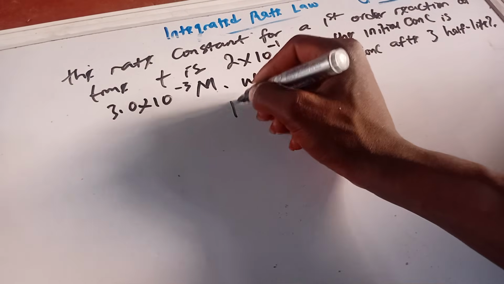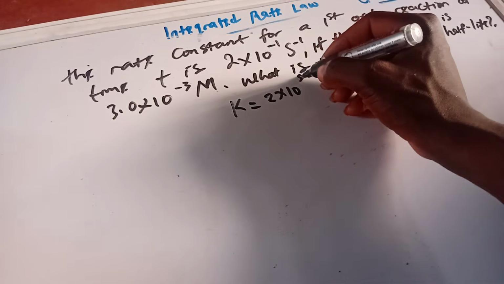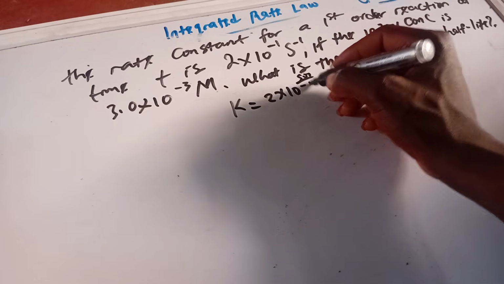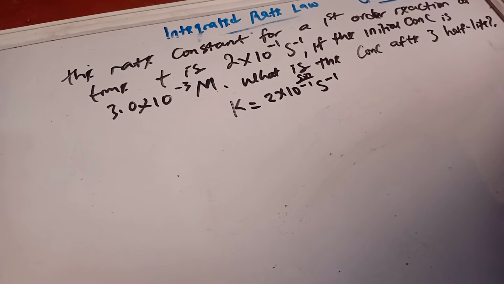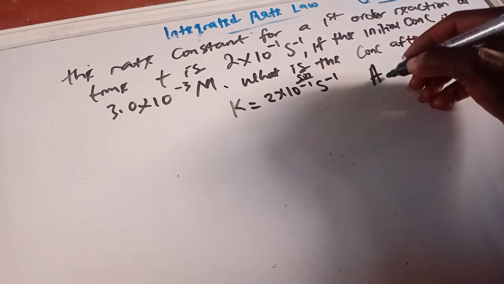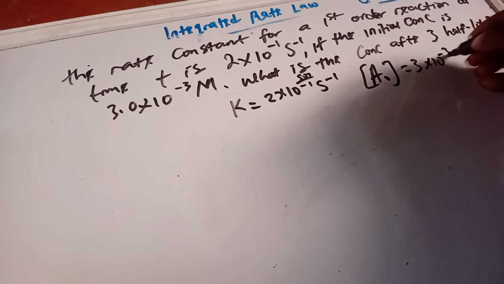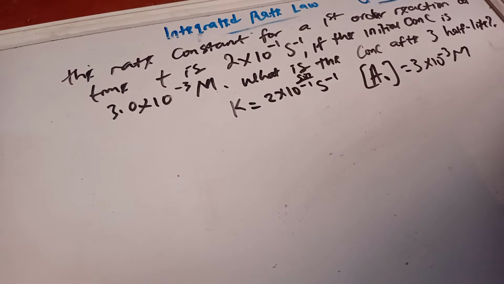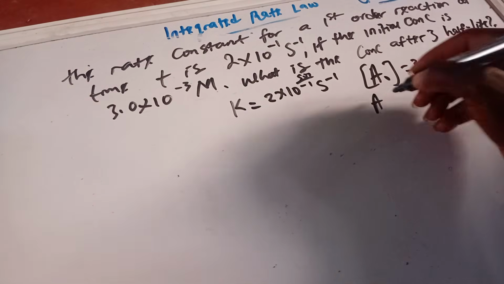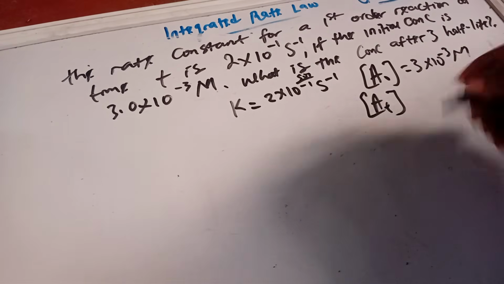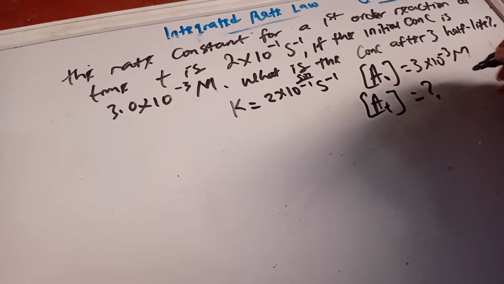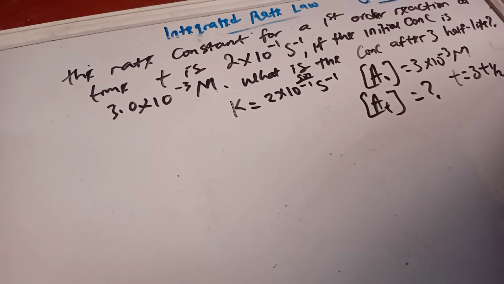So here we have the rate constant for a first order reaction: k equals 2 times 10 raised to power minus 1 per second. The initial concentration equals 3 times 10 raised to power minus 3. What is the concentration after 3 half-lives? So we need the concentration at the particular time t, and our time is 3 half-lives.